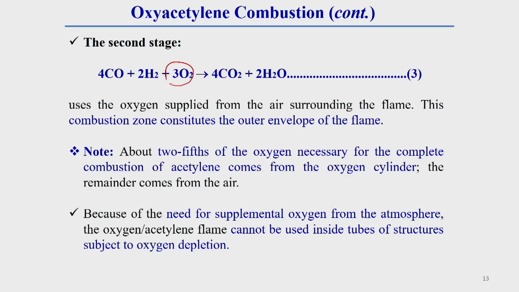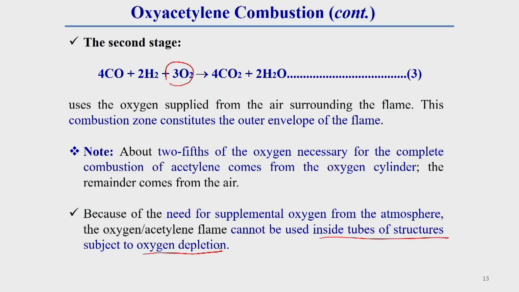the surrounding atmosphere. So, in equation 5 we have seen that there are 5 molecules of oxygen and 2 molecules of acetylene in this reaction equation. Among these 5 molecules of oxygen, 2 proportions of volume come from the cylinder, and the remaining 3 proportions come from the atmosphere. That is why you should keep in mind that for complete combustion of an oxyacetylene flame, 3/5 of the total volume of oxygen comes from the atmosphere.